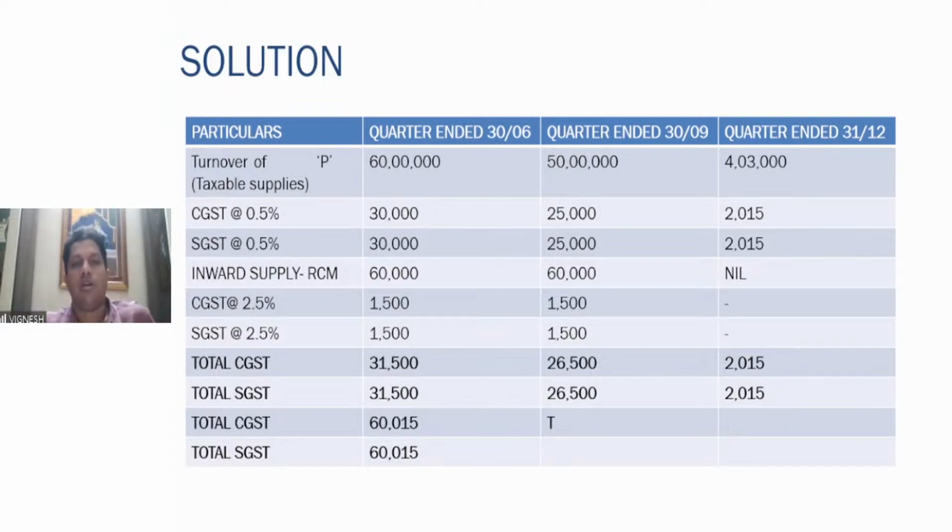Why will nothing come in October? Because we are doing the working only till 3rd October, because that is when it crosses the composition scheme limit, and the amount is paid only on the 10th of each month. That is why we are not taking any inward supply under RCM for the quarter ended 31 December, because RCM will get triggered only on the payment basis. Time of supply, you will read these provisions. So 60,000 is your GTA service for the quarter ended 30th June, and for 30th September, it is another 60,000. So 5% is the rate on RCM, which comes to 1,500 CGST, 1,500 SGST for both. So total CGST is 60,015 and total SGST is 60,015.